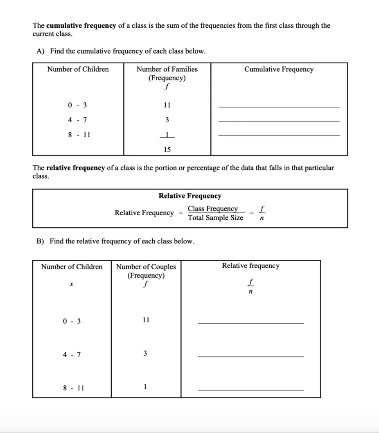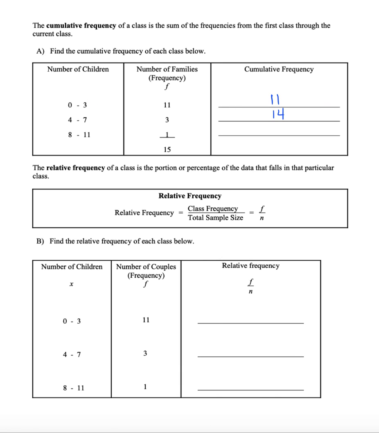Okay, so when we do this, we want to first start with the first class and then just copy the frequency that it has. So we're at a count of 11 so far. Then all we want to do is combine what we found in the previous class plus the new class. So do 11 plus 3. That's going to make 14.